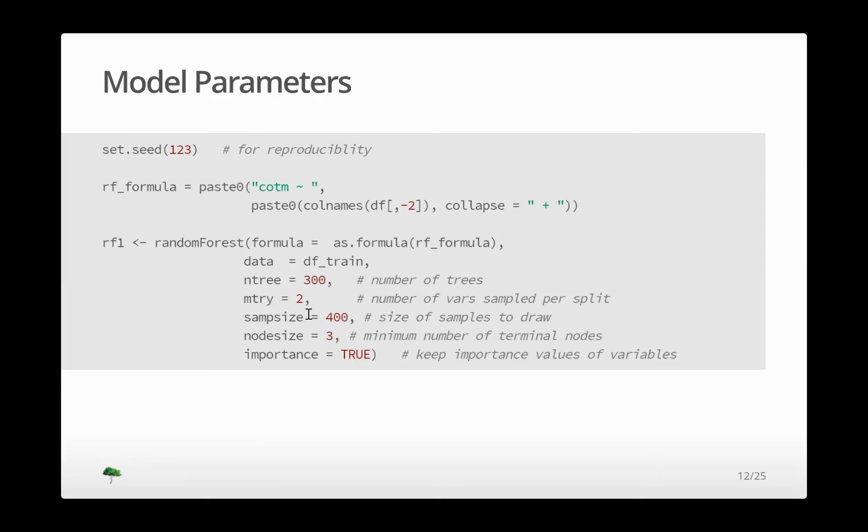I can specify the sample size, so the size of the samples to draw. In this case, it's a percentage. This is a percentage of the training data set. So it can be 50% of the training data set, or it can be 60%. The default is 63%, I think. I can also specify the node size. So I can say what the minimum number of terminal nodes should be for my model. And then again, I'm including importance equals true because I want to store the importance of variables to look at later on.